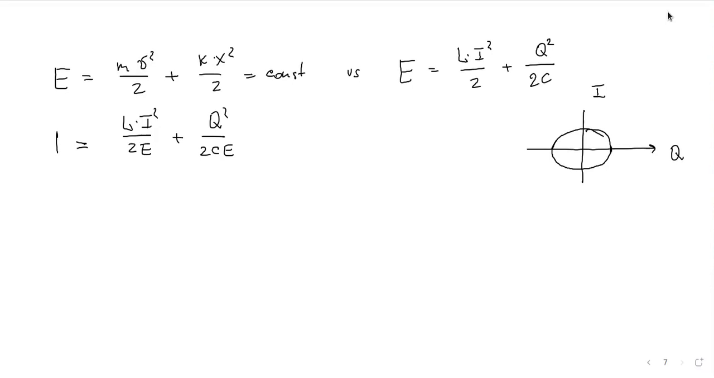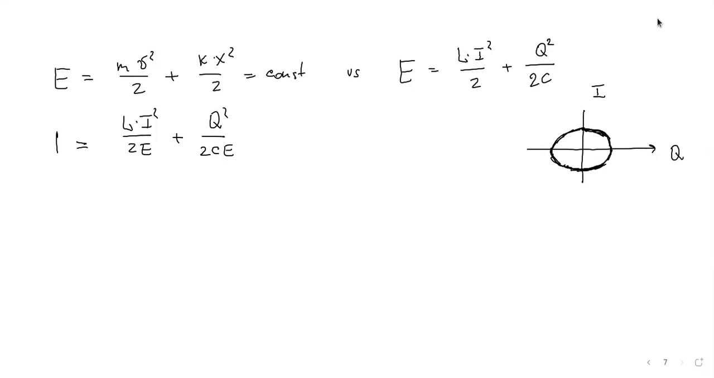So the size of this ellipse will depend on energy, of course. The greater the energy, the larger the ellipse. So when you have evolution in time of your particle, or in this case it's not a particle, it's a charge and current in an LC circuit, then they will keep moving along this ellipse because the energy is the same. So they can't really step out of this ellipse.